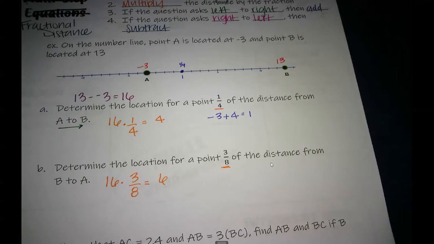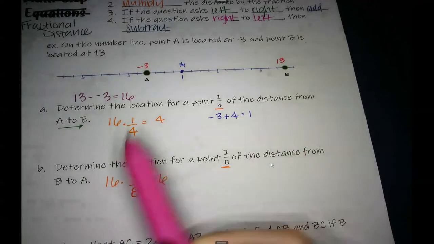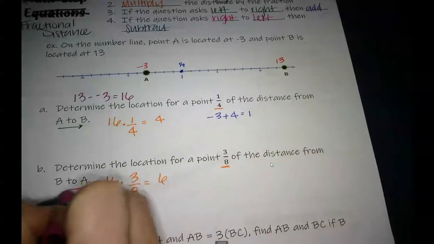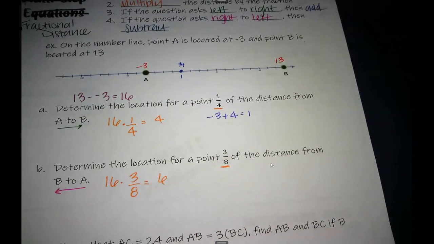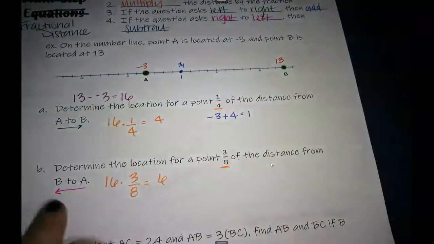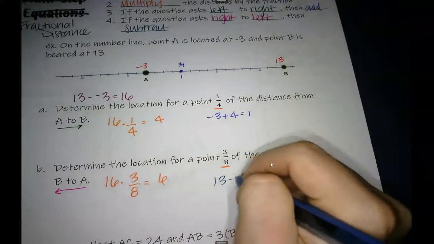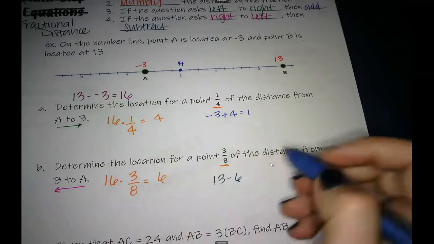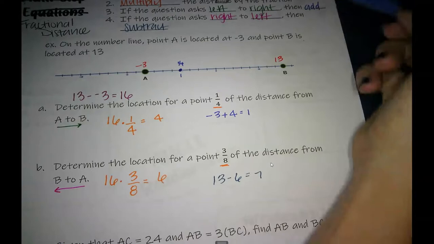Now, is it moving from left to right or right to left? It says for us to go from B to A. So we're going this way. So that means that we're going to subtract. We're going to take B, that's our starting point, 13, and subtract 6. And that gives me 7.